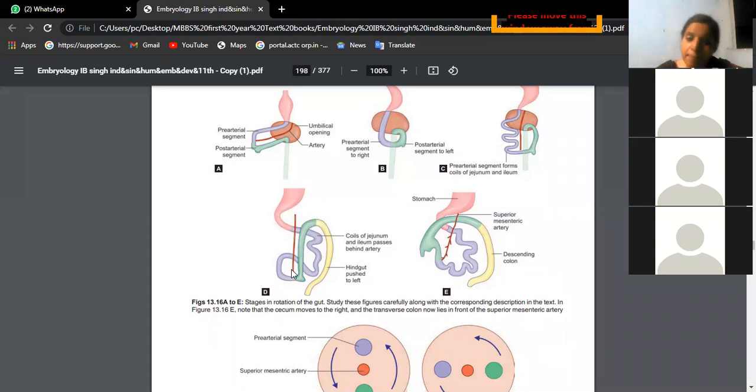Okay, the pre-arterial segment has shifted itself to the left side. And gradually, post-arterial segment has shifted to? Right side. Very good. What is coming from the post-arterial segment, beta? Cecum. Very good. Cecum, appendix, ascending colon, transverse colon, descending colon. Up to the transverse colon, that is, right 2/3 of the transverse colon. These are our midgut derivatives. So it is up to the right 2/3 of the transverse colon.